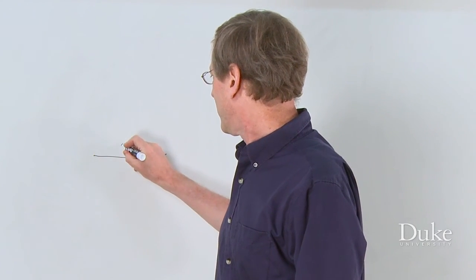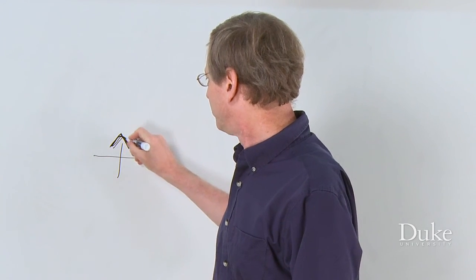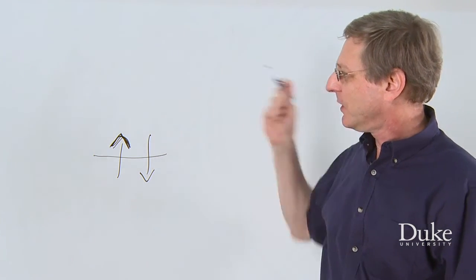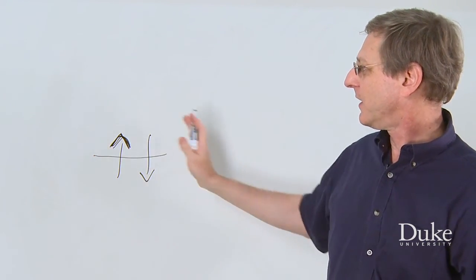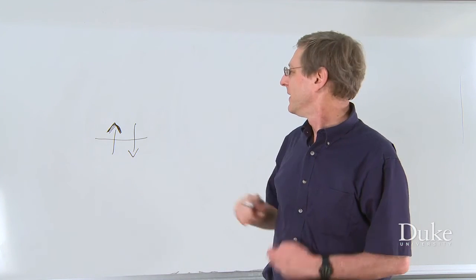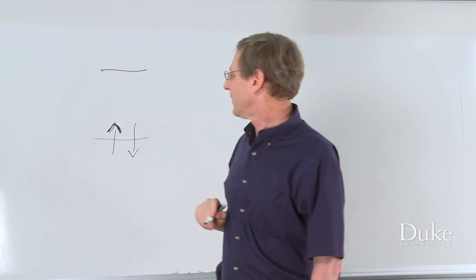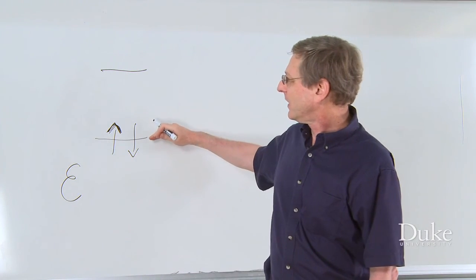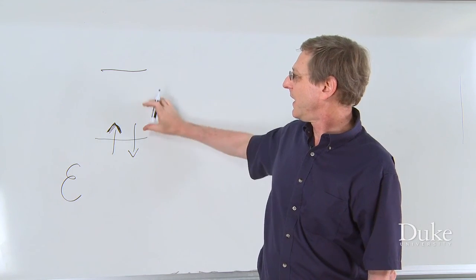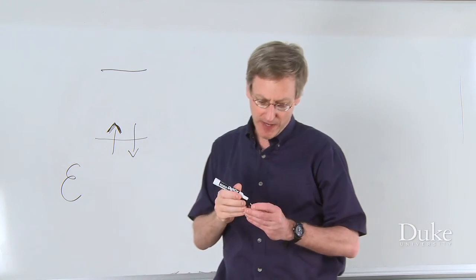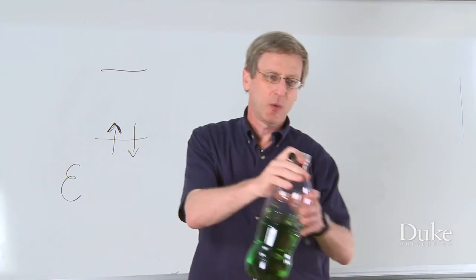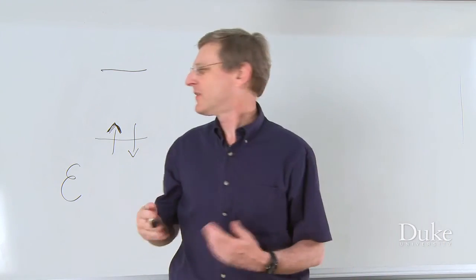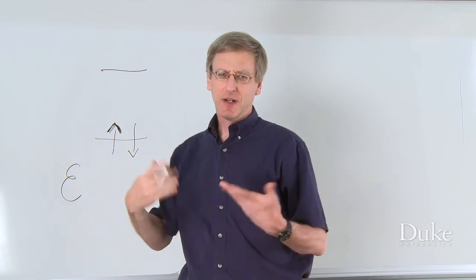If I have electrons occupying a molecular orbital like this, and there are no empty orbitals nearby, I can push as hard as I like on these electrons, and they're not going to go anywhere. But if I have empty molecular orbitals nearby, applying an electric field to the system will cause these molecular orbitals to mix with one another and the electrons to be able to move around, just like the water in this bottle was able to move around when I tilted it.